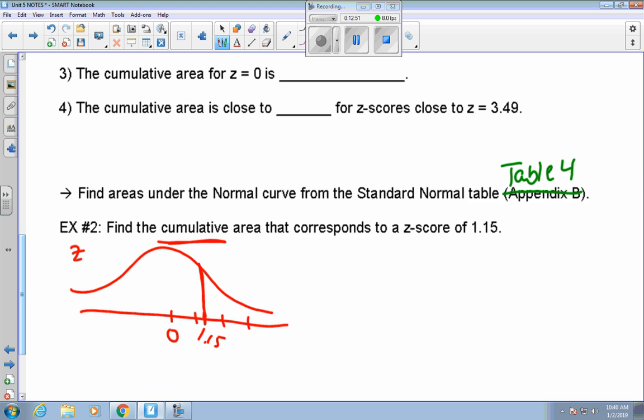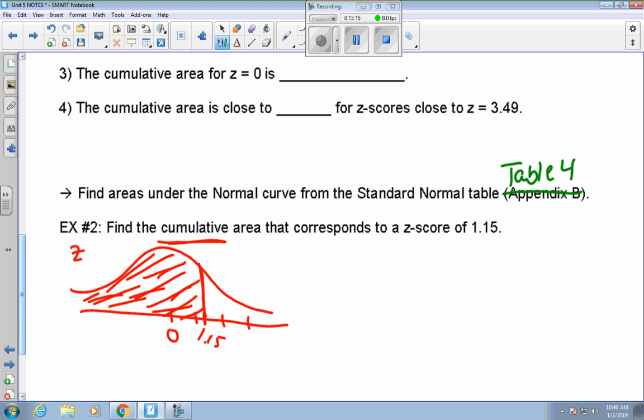Everyone okay with that approximation? So cumulative area is all this portion of the curve. It's from the furthest point left up to your corresponding z-score. Now, if we want to find the cumulative area that corresponds to that z-score, we have to go to our table.